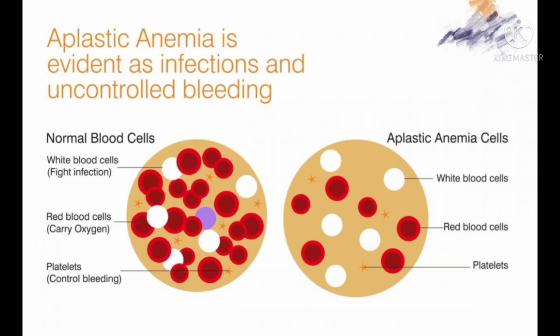Risk for infection related to granulocytopenia secondary to bone marrow aplasia. Risk for injury related to bleeding. Planning implementation. 1. Teach client about dietary modification and medication administration. Foods high in iron include spinach, raisins and liver.